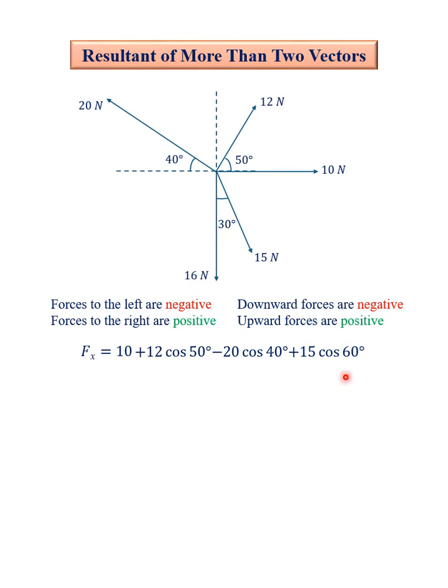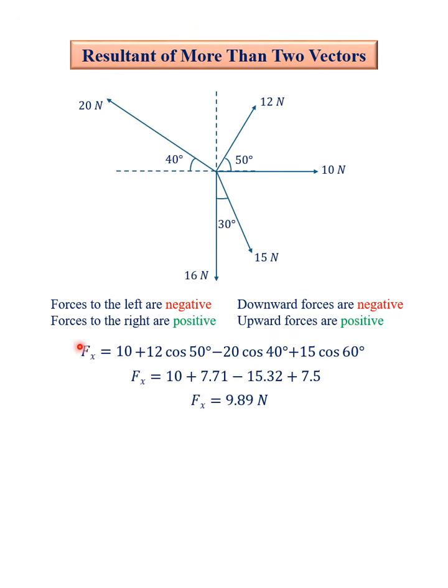So if we put these values in the calculator, we have that the horizontal component of the force is equal to 10 plus 12 cos 50, which is 7.71, minus 20 cos 40, which is 15.32, plus 15 cos 60, which is 7.5. If we add these values, we are going to get Fx is equal to 9.89 Newton.